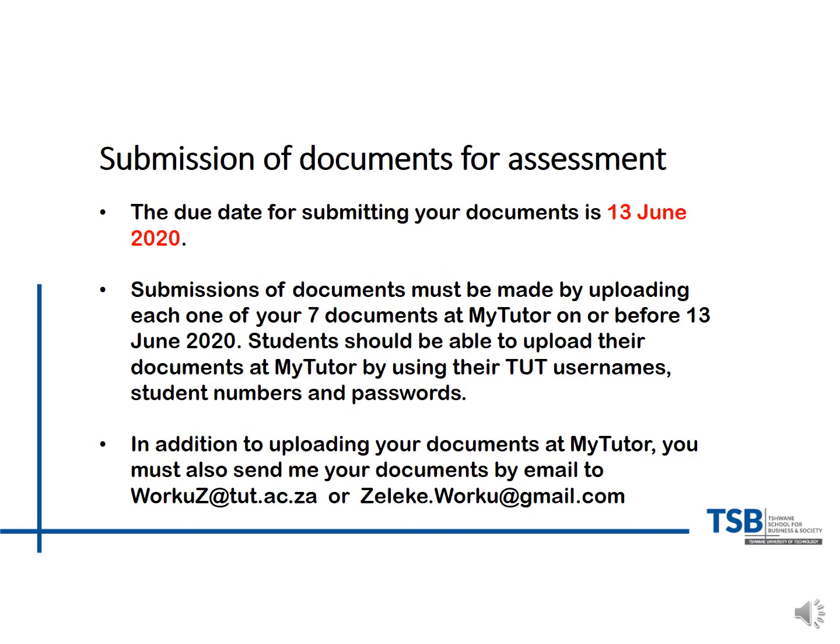And submission of documents for assessment. The due date for submitting your documents is the 13th of June 2020. Submissions will have to be made by uploading each one of your 7 documents at myTutor on or before the 13th of June 2020. And in addition to that, you will still be required to send me what you will be uploading at myTutor by using my email address.